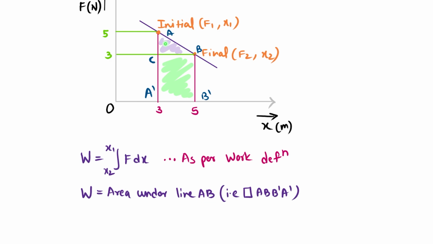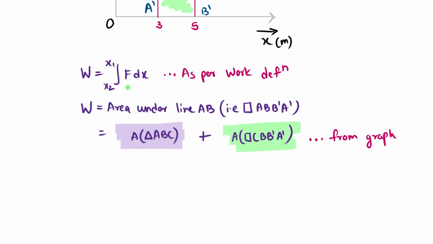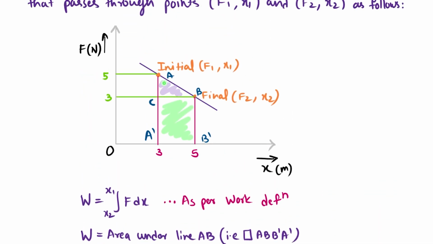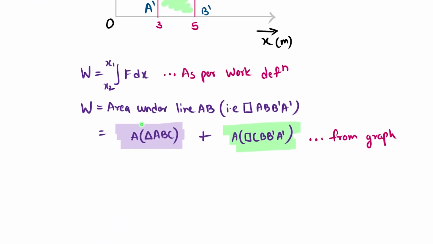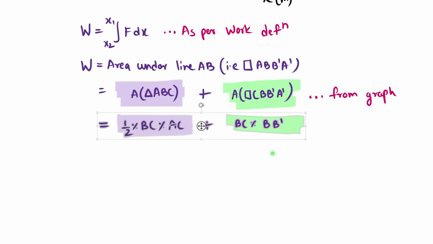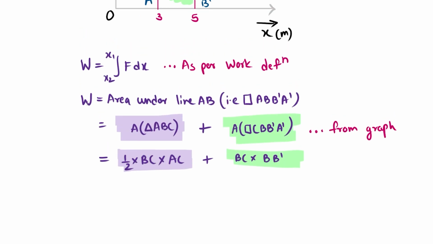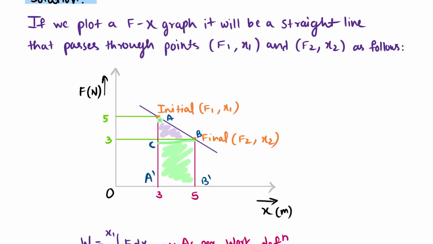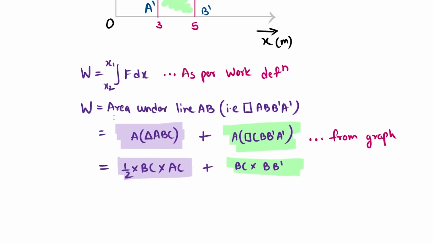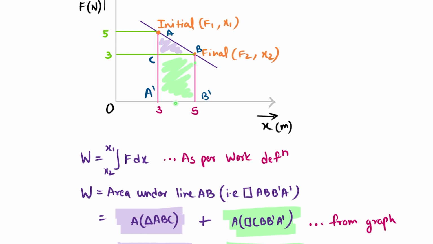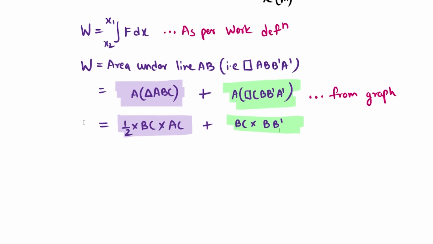Now we can calculate the area directly, but from the graph, we can say that this particular area is made up of two simple shapes. One is this triangle CAB, and the other is a rectangle CB B dash A dash. As you can see, I have color coordinated the areas to reflect the areas from the graph. So we have to calculate the area of the triangle and the area of the rectangle. We know the formulas. Area of a triangle is half into base into height. So the base is BC over here and the height is CA. And then the area of a rectangle is simply length into breadth. So we have length as BC and breadth as BB dash.